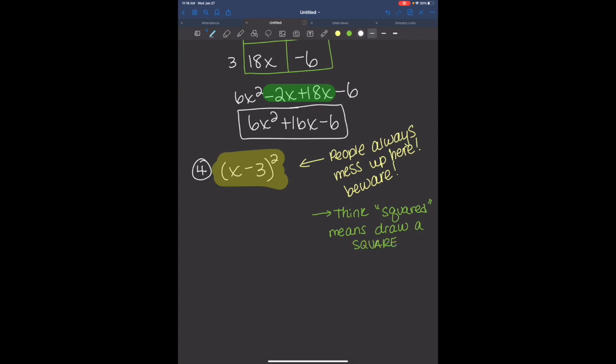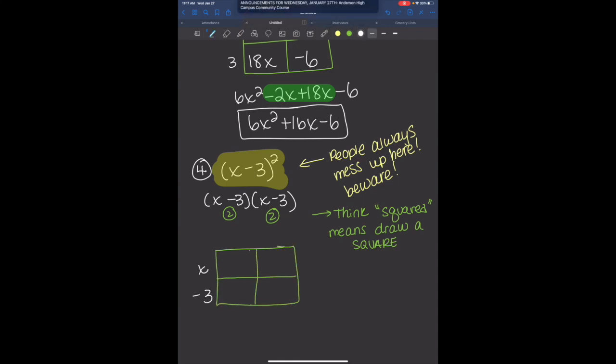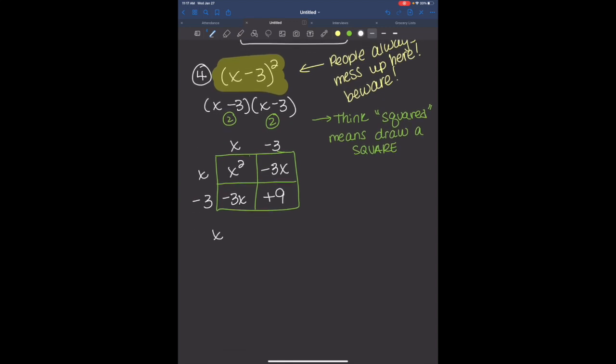And then we're going to do the 2 by 2 Punnett square. And inside each box, we're going to get x squared, negative 3x, and then positive 9 because we have negative 3 times negative 3. So that's going to give us x squared minus 6x plus 9.